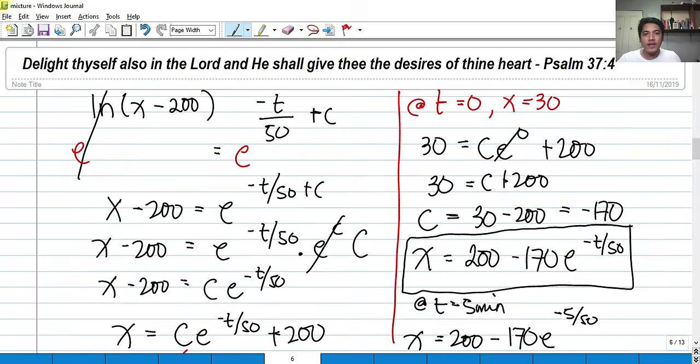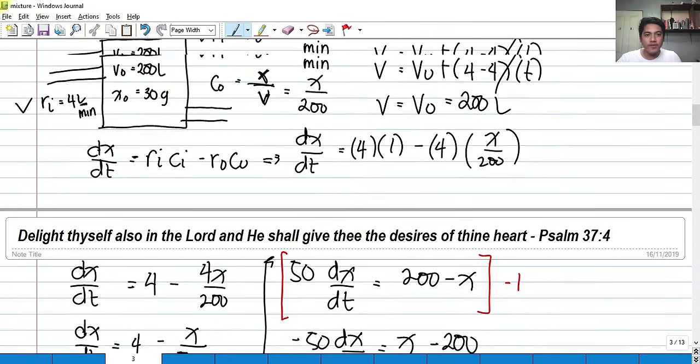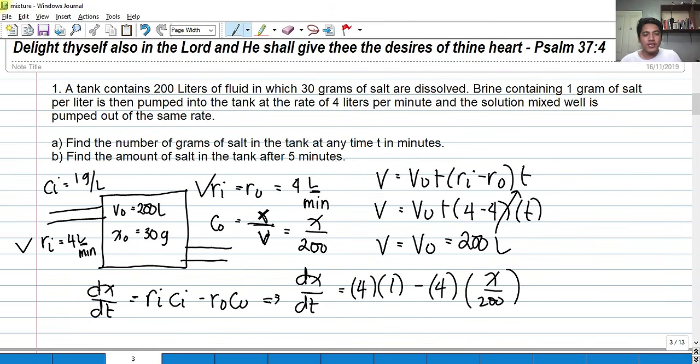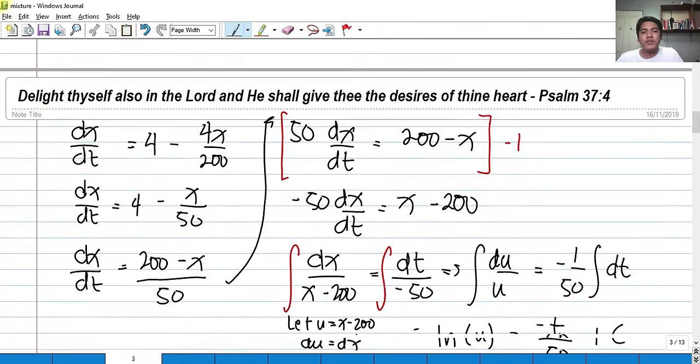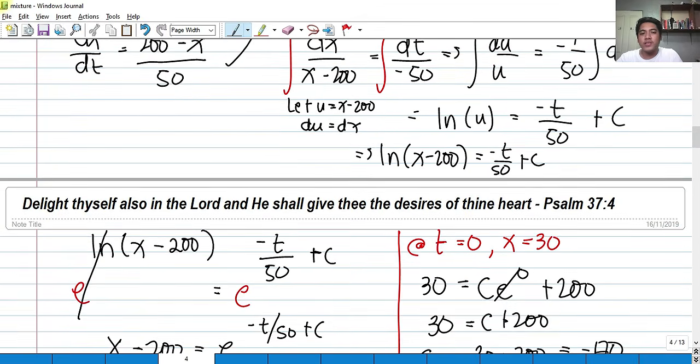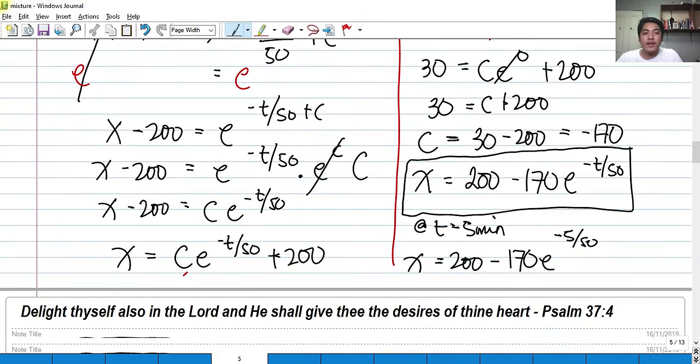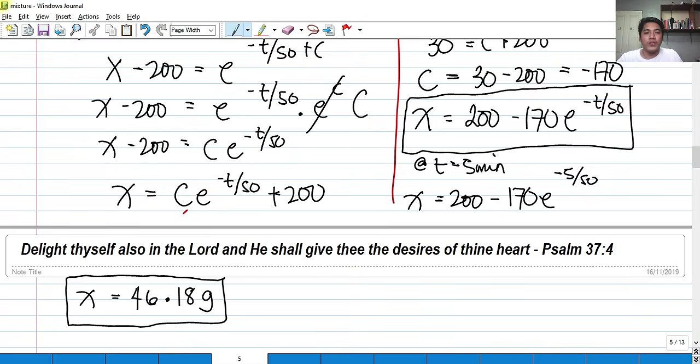First, we need to identify the given parameters: the R sub I, the C sub I, the R sub O, and C sub O. Always take note that the C sub O is usually not given. We can find it by the formula x, the amount of salt at any time t, over the volume V at any time t. Upon solving that, you need to separate variables. In some cases, there are linear equations.